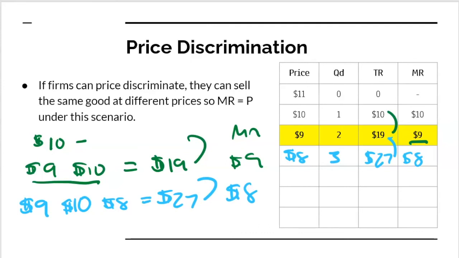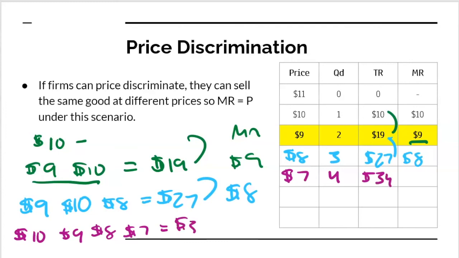And then we could do this one more time. So let's say $7 to sell 4 units. Well, here, they're going to sell it at 10, sell it at 9, sell it at 8, and sell it at 7. So here, what is the total revenue? Well, if you said $34, you're correct. Then if the total revenue is 34, what is our marginal revenue? Well, our marginal revenue then is going to be $7 there.